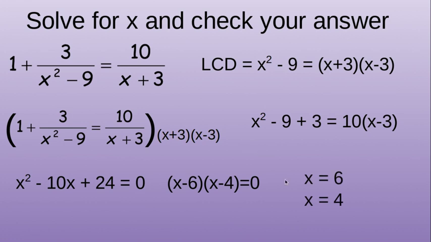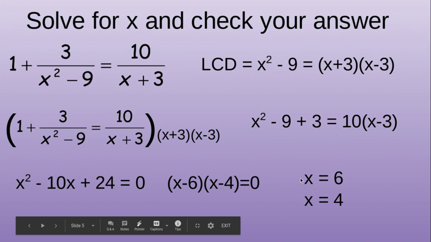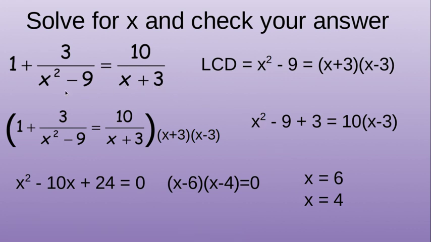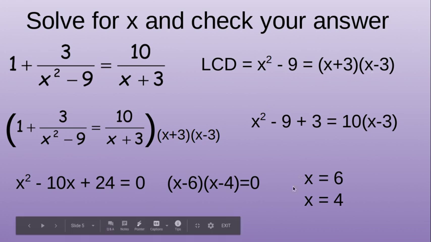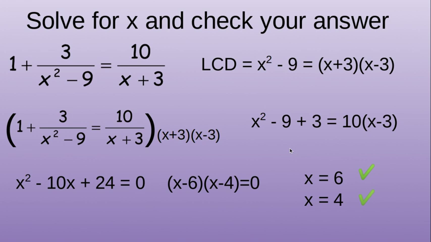And remember, we have to check for extraneous solutions. So when we plug 6 back into the original equation, 6 plus 3 is fine. 6 squared minus 9, yep, we don't get 0 on the bottom. The only values that would give us 0 on the bottom are negative 3 and positive 3. So since neither one of those is our answer, x equals 6 is going to check out. And then same thing with x equals 4. If we plug that in, that is going to check out as well.